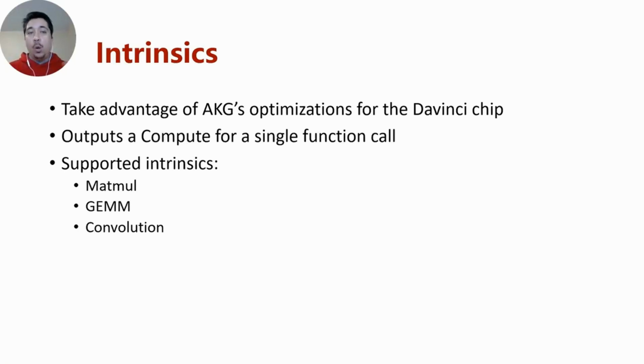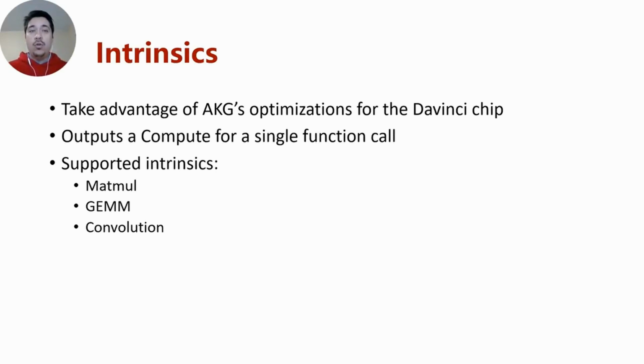Users, instead of writing the whole thing, like the three nested loops, can simply write the intrinsic in the text file, and the parser will output the corresponding optimized compute for it. Right now, we support matrix multiplications with static or dynamic shapes and also convolution.